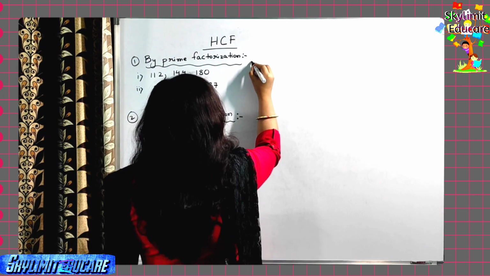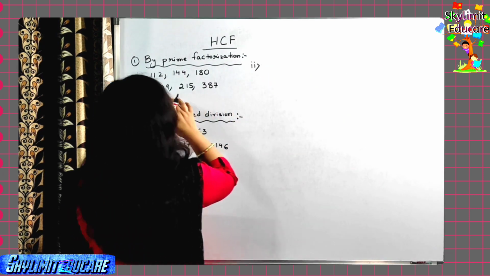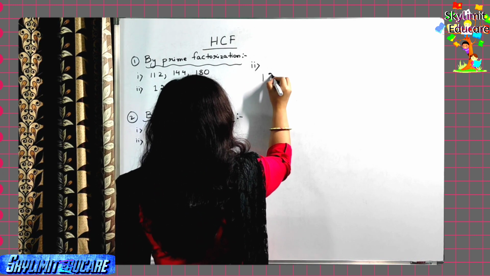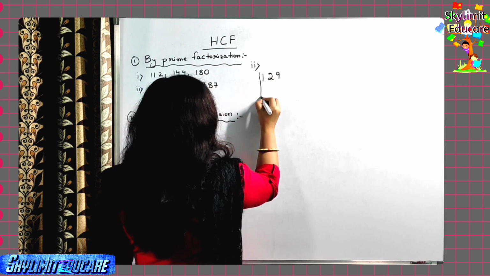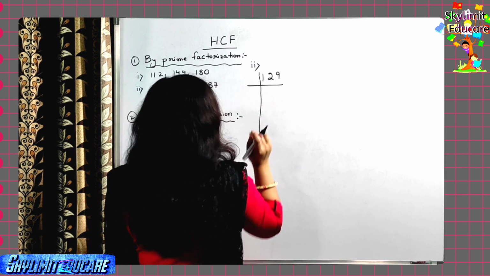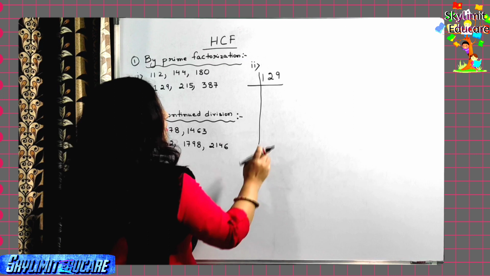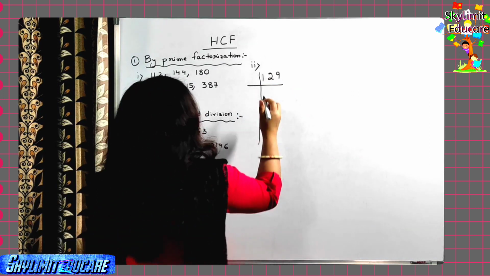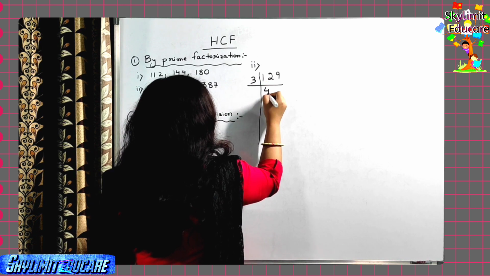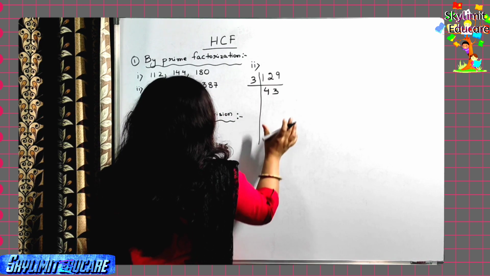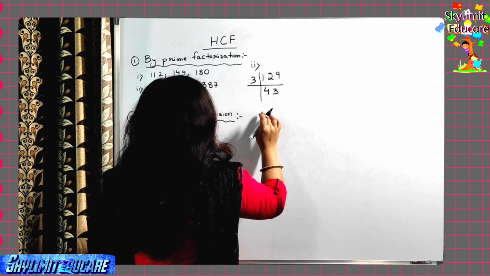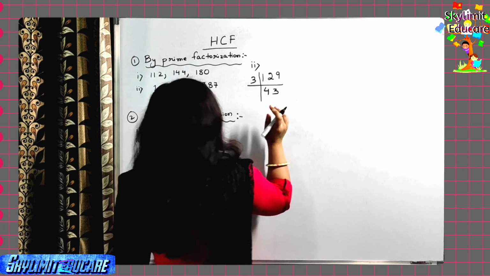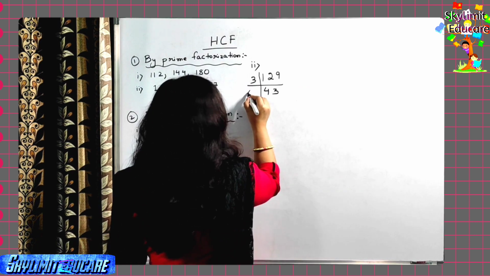Okay. Bit number 2. The given numbers are 129, 215 and 387. So let's first prime factorize 129. It is not divisible by 2, right? Let us check whether it is divisible by 3 or not. 9 plus 2, 11 plus 1, 12. Yes, it is divisible by 3. Add the digits. So 3 4's are 12, 3 3's are 9. But then this 43 is a prime number. Okay? Clear? It is only divisible by 43.